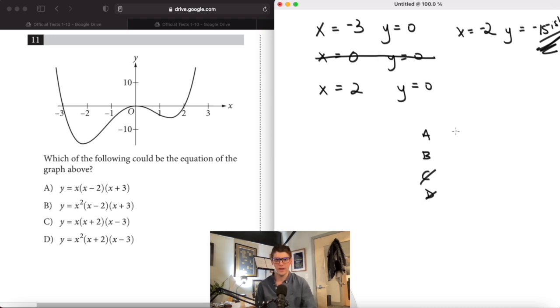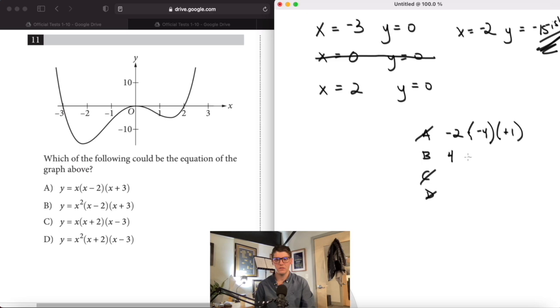So let's try A. If x is negative 2, we'd have negative 2 times, I guess in parentheses here, we could say that would be negative 4, and then times negative 2 plus 3, and that's equal to negative 2 plus 3 is positive 1. Look, this is a positive number, negative 8, or positive 8 times 1. So that's out.